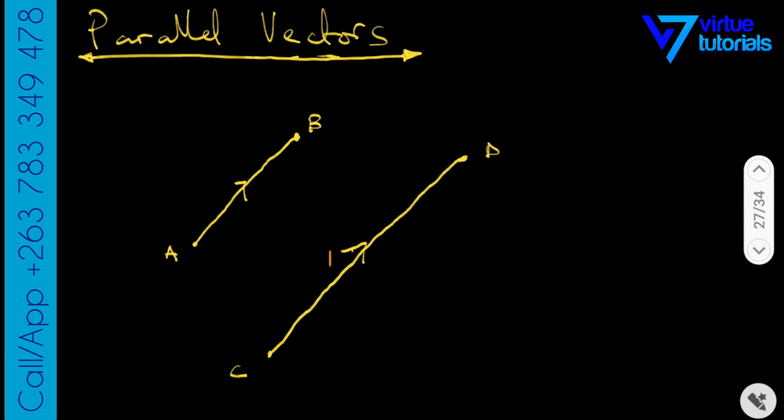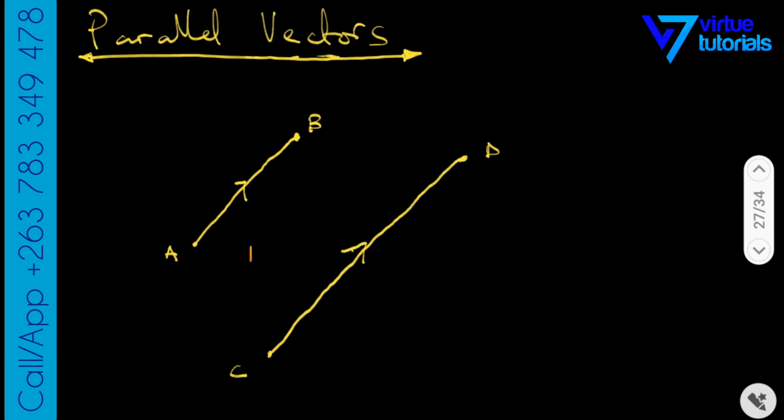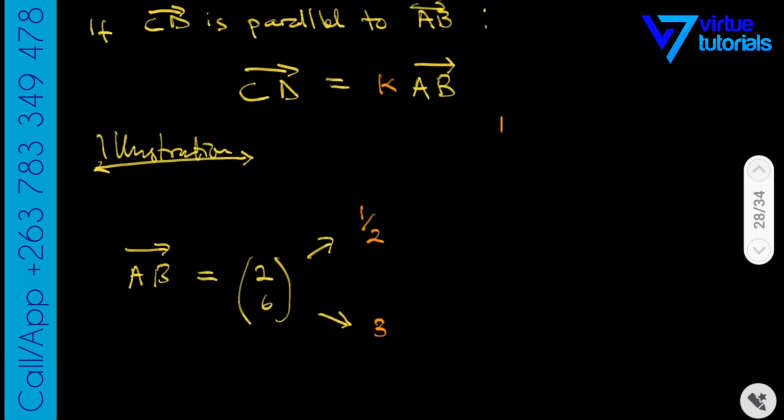So for example, CD is equal to k, which is some factor, times AB. If these two are parallel, they have the same direction. They only differ in the magnitude. So CD is some factor times AB. That factor, we're calling it k.